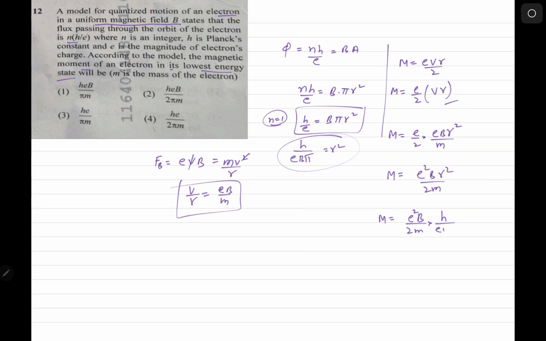So h by e b pi. B cancels here, one e is cancelled. Now the magnetic moment is h e by 2 pi m. Okay, and that is option number 4. So that's the answer. So I hope you understood. Let's move to the next question.